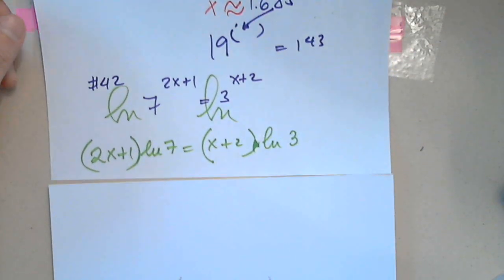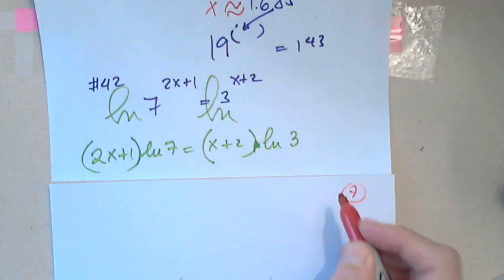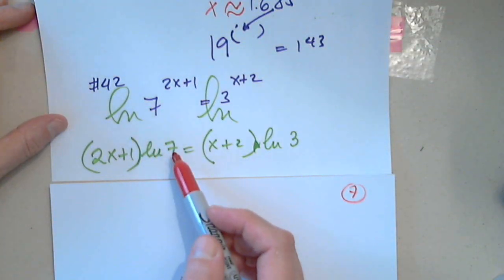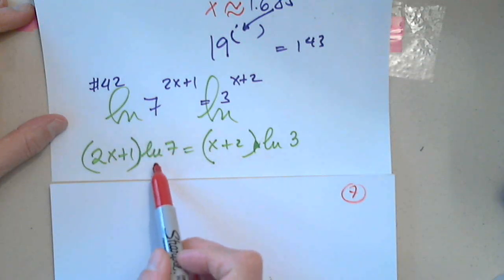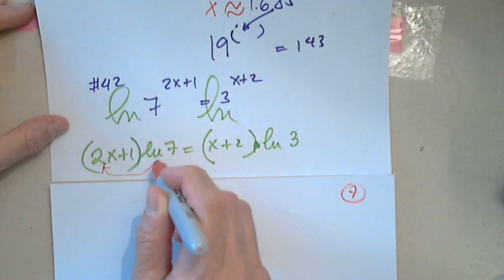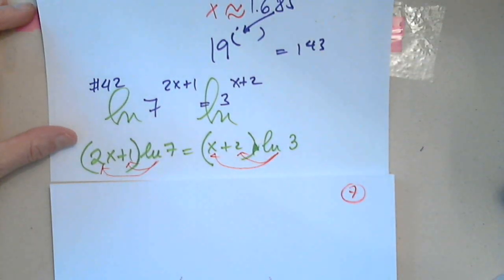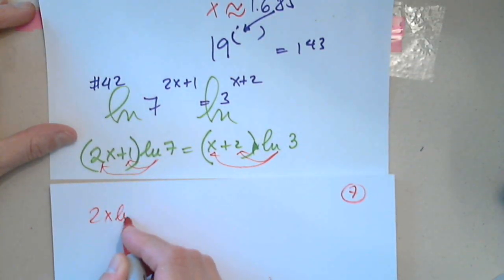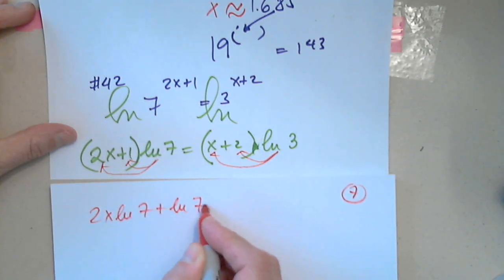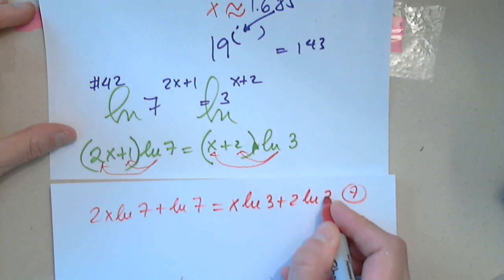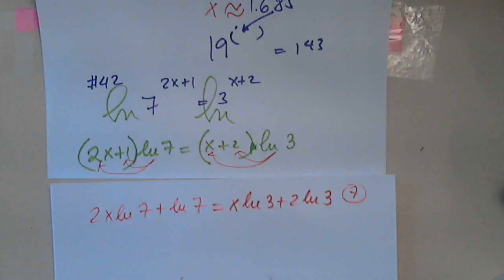Now I have to distribute. I distribute this number, it is just a number. I know it looks weird or fancy, whatever you want to say, but it's just a number that needs to be distributed to 2x and needs to be distributed to 1. Same thing here. So 2x natural log 7 plus natural log 7 equals x natural log 3 plus 2 natural log 3. So I distributed natural log 7 to those two terms.